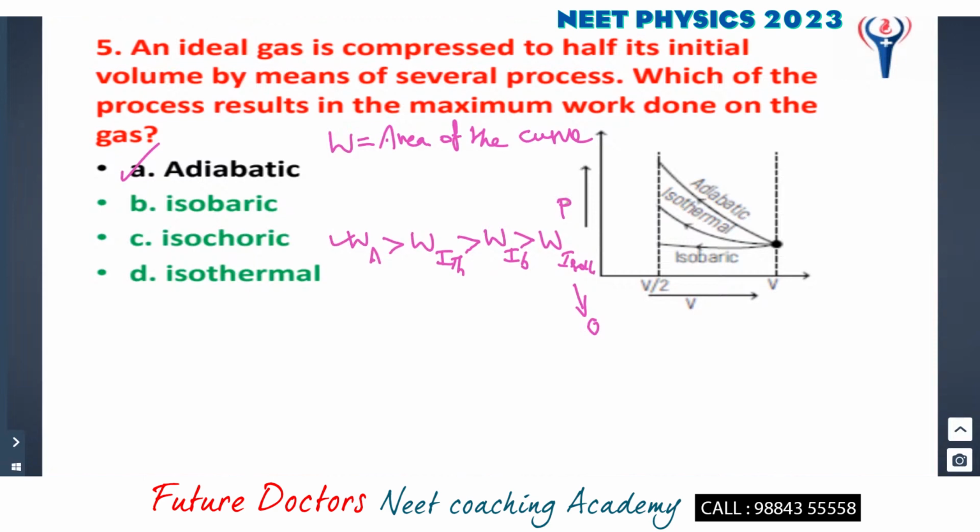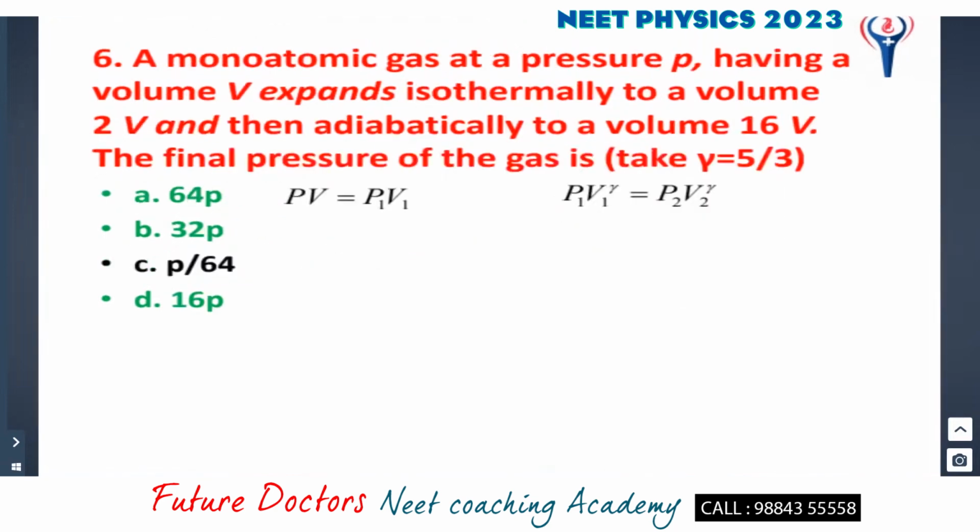Let's move to question number 6. A monoatomic gas at a pressure P having volume V expands isothermally. What does isothermally mean? At constant temperature, to a volume 2V, and then expands adiabatically to a volume 16V. What is adiabatic? There can be a change in the pressure, volume or temperature, but no heat enters or leaves the system. Final pressure of the gas is dash, given gamma value 5/3.